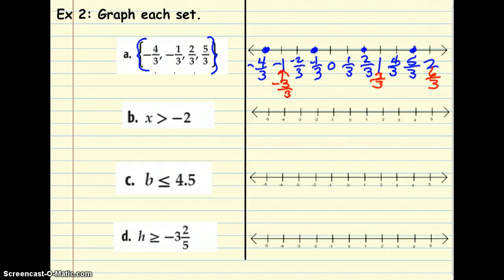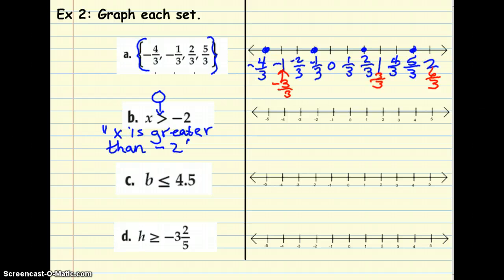Now, these next 3 examples are all examples of inequalities. We call these symbols right here inequalities. The easiest thing to do is to have the variable, the letter, in this case x, on the left-hand side. And we say this as x is greater than -2. It's greater than -2. It's not saying that it's greater than or equal to. Because it's only greater than here, we are going to use an open circle to represent that.